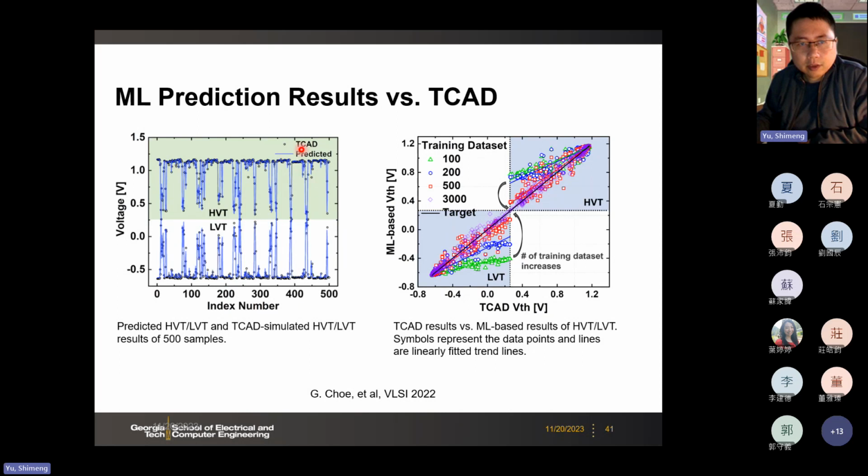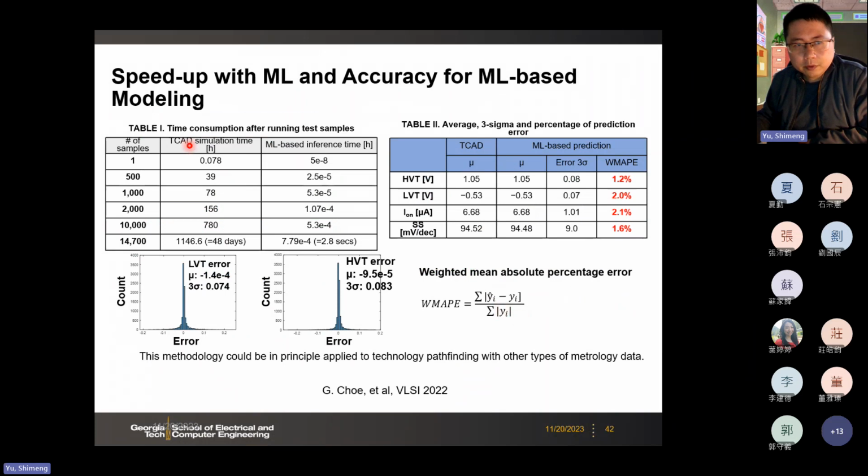So here we show some calibration between the TCAD and the predicted value for the high and low VTH state for 500 samples, and it shows the correlation. So if you use enough data for the training, then you can have a perfect matching between the machine learning predicted threshold voltage versus the TCAD generated threshold voltage. So after the model is done, then you don't need to rerun the TCAD.